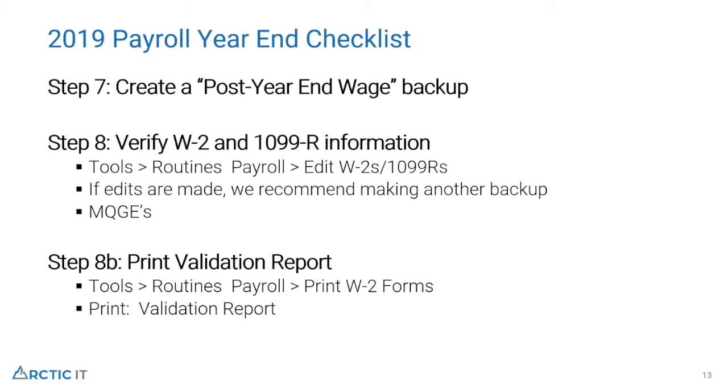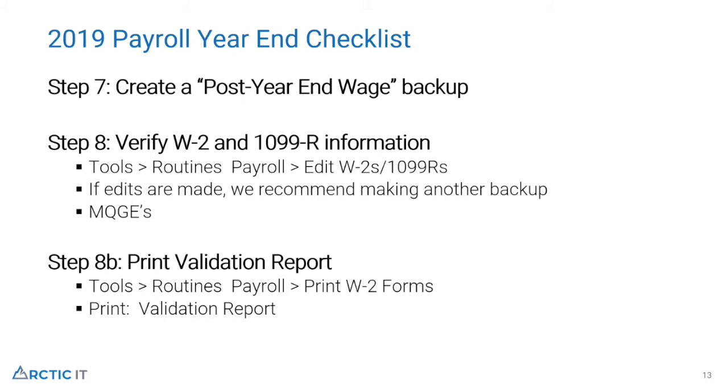When you edit your W-2 itself, you're just editing the year-end wage file. You're not editing your detailed data. So if you make those edits, it's only in the wage file itself. And if you remove the year-end wage file for whatever reason, you also lose those edits. So be cautious when you're making edits.